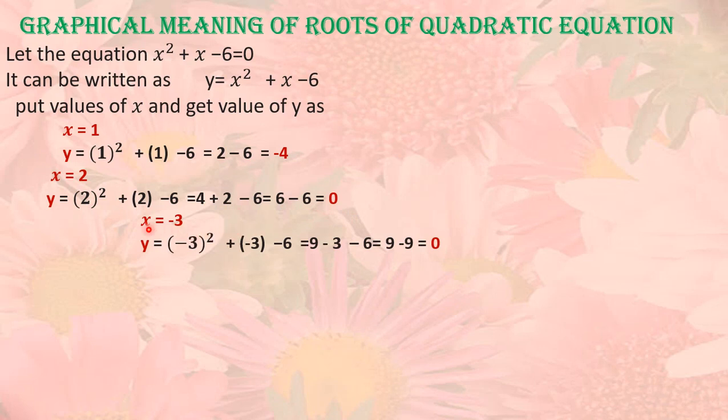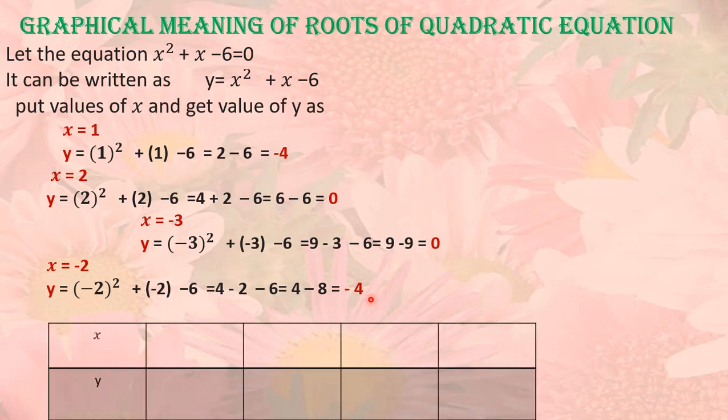Similarly, let us assume that x is minus 3. So putting x is minus 3, y is equal to minus 3 square plus minus 3 minus 6, which becomes 9 minus 3 minus 6, that is 9 minus 9, and it is equal to 0. That means for x minus 3, we get y is 0. One more value we can put, x is equal to minus 2, then we get y is minus 4 here.